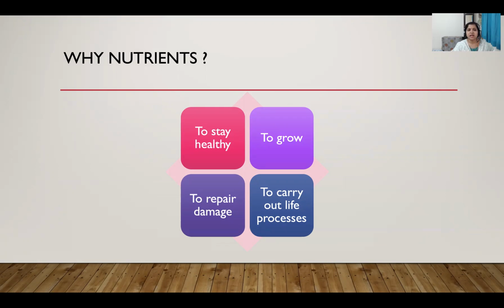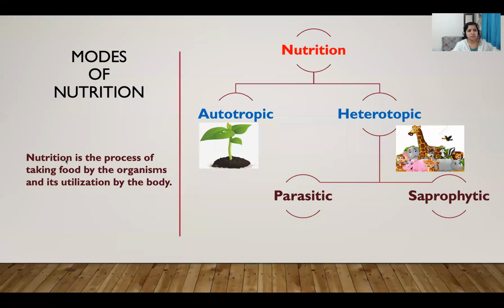So the intake of these nutrients into our body and their utilization in our body is known as mode of nutrition. So mode of nutrition means the process of taking food by the organisms and its utilization. Nutrition is of two types, that is autotrophic mode of nutrition and heterotrophic mode of nutrition. Auto means self and trophos means nourishment. Here the word autotrophic means self nourishment.